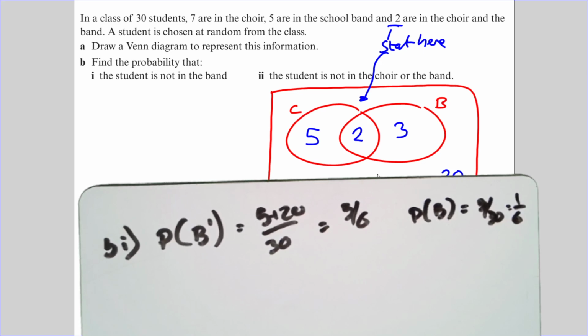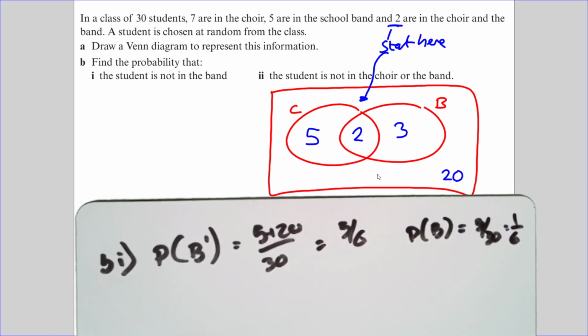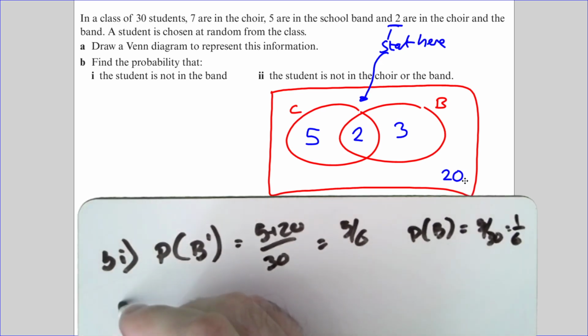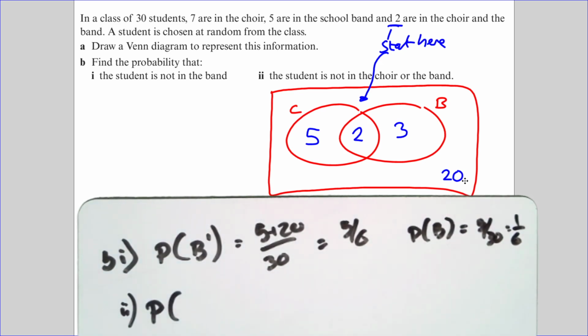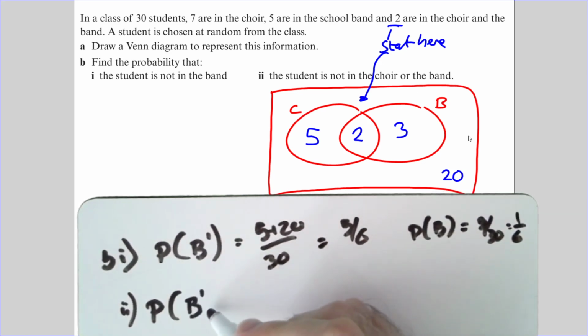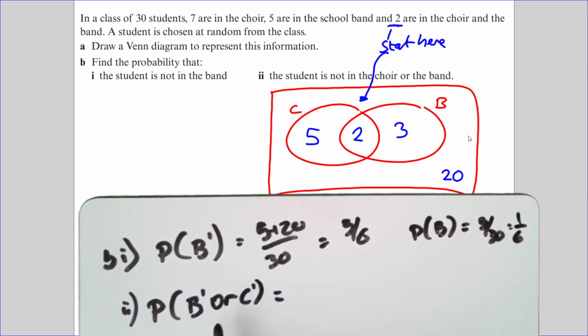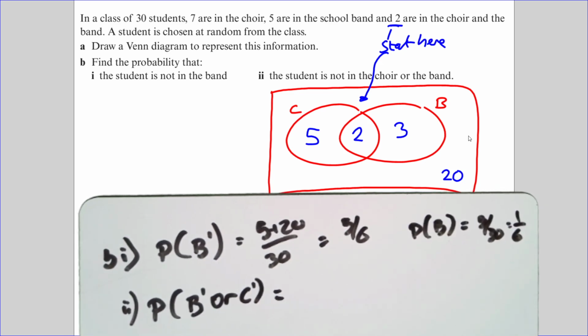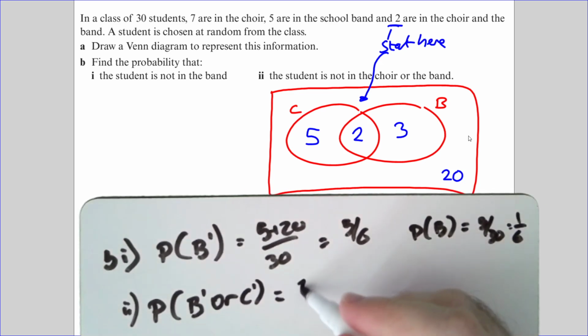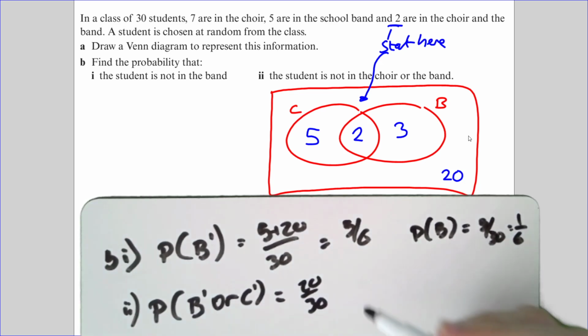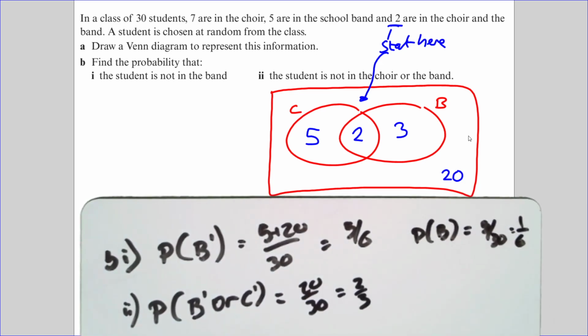For II, the student is not in the choir or the band. That's this outside bit here. So this is 20 out of 30. So this is probability. Notice the or in here. So this is actually band not or choir not. So we could use a union symbol for this. This is not in the choir and not in the band. That would be something a bit different. This is 20 out of 30. This is the outside bit, which is 2 out of 3.